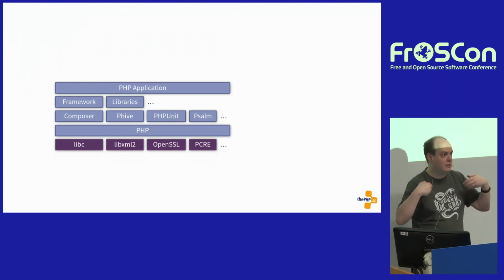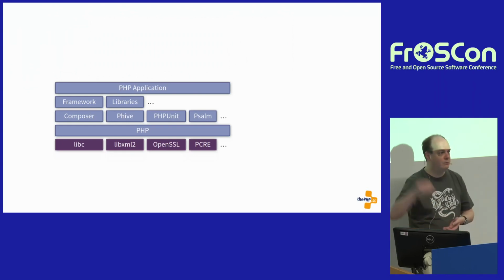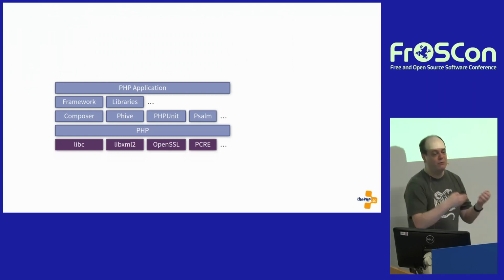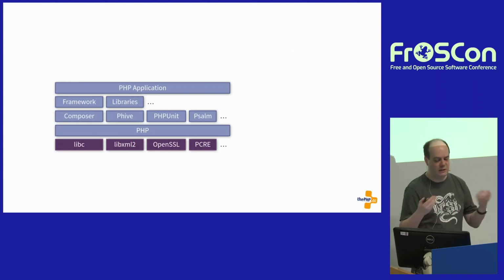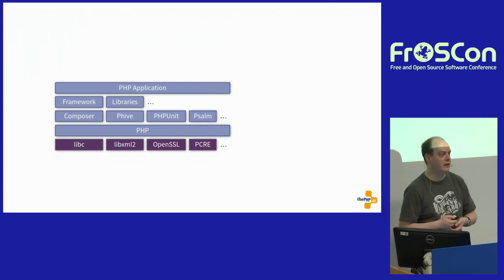Of course, we do not implement our own cryptography. Who in his right mind would do that? There's OpenSSL. So we link against OpenSSL, meaning if you want to use PHP with cryptography, you need OpenSSL. If you want to do regular expressions, you need PCRE, and the list goes on.